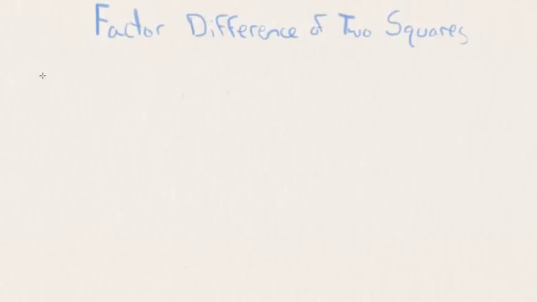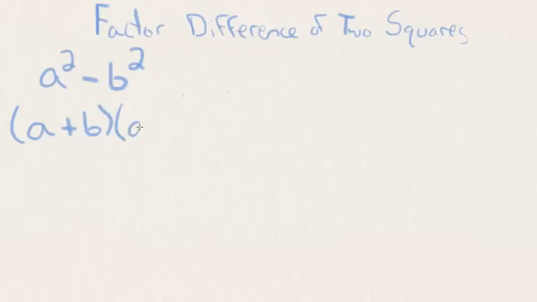First, to understand the difference of two squares, all we need to look for are patterns. If you see a squared minus b squared, just apply the following pattern to it: (a plus b) and another set of parentheses, (a minus b). Just remember that the two terms a and b are the square roots of the originals. We'll look at a really quick example.